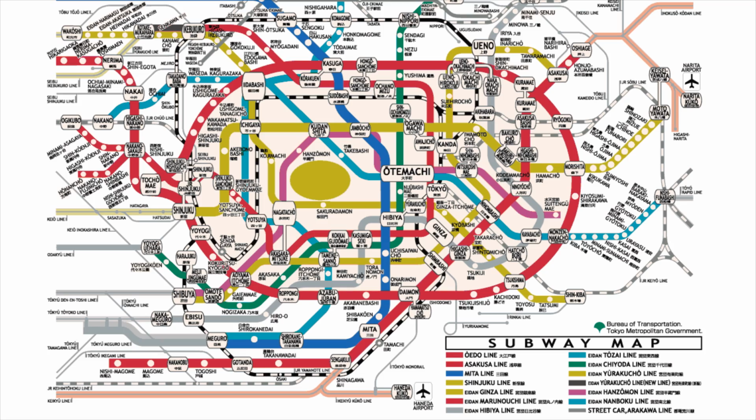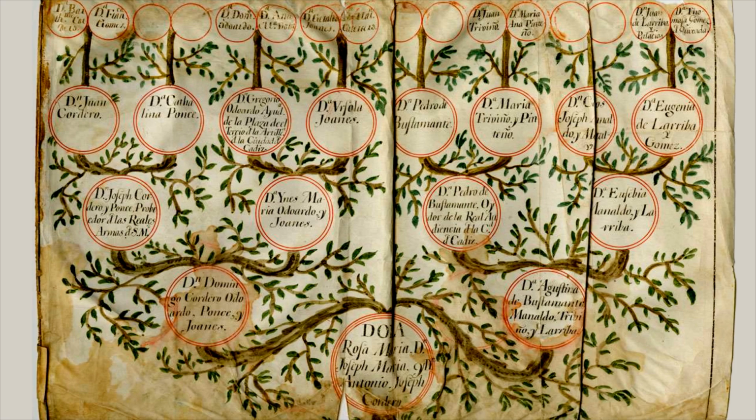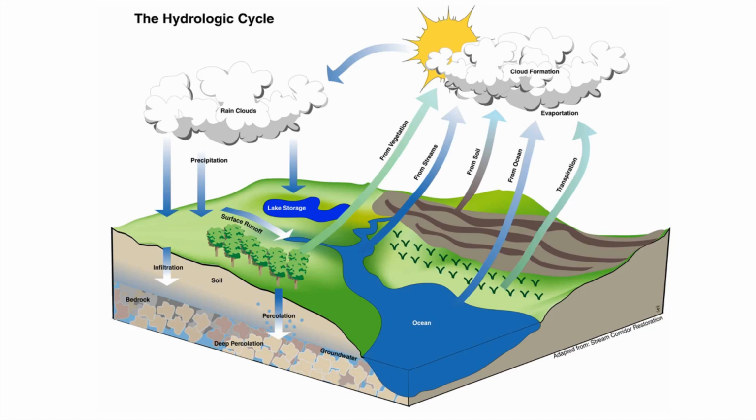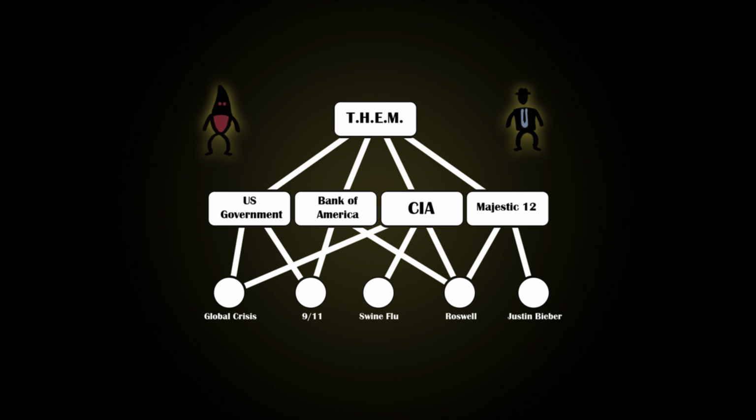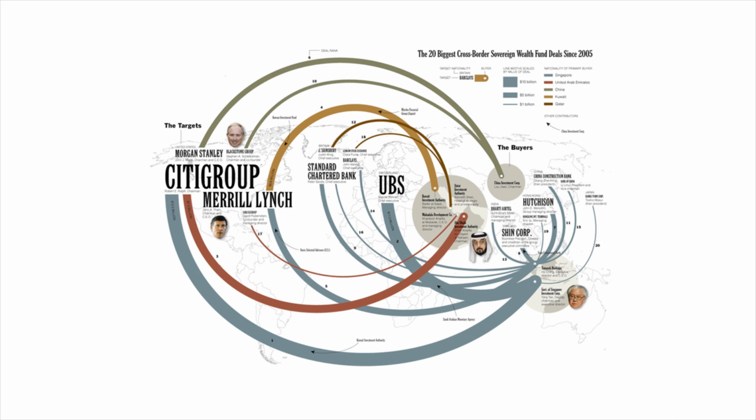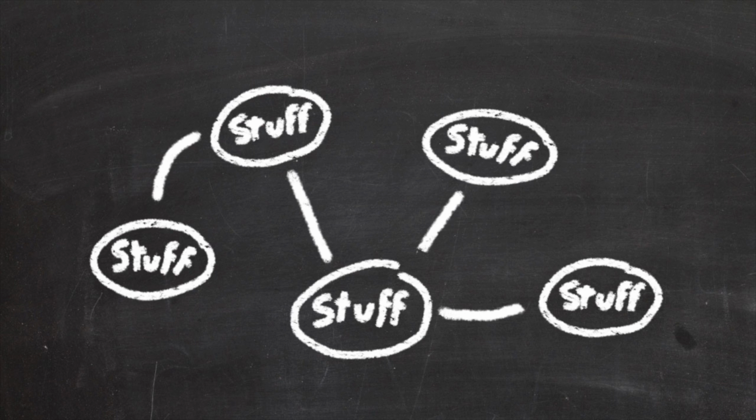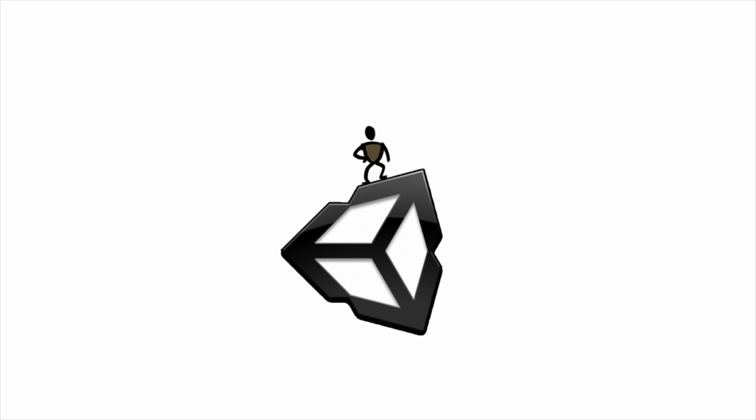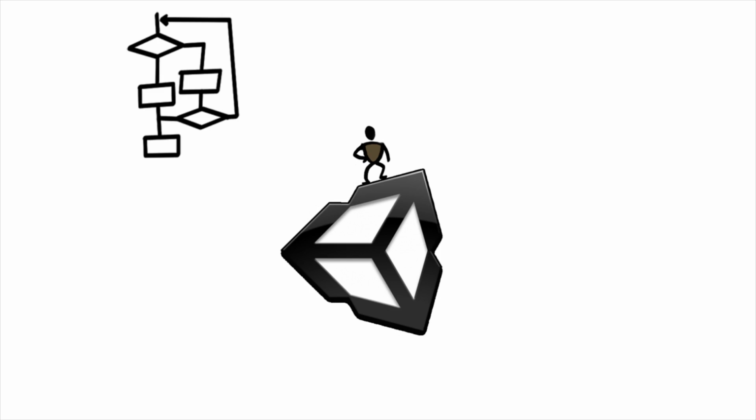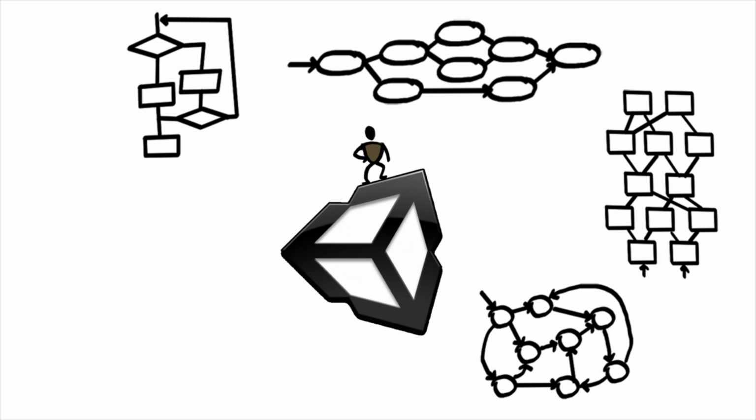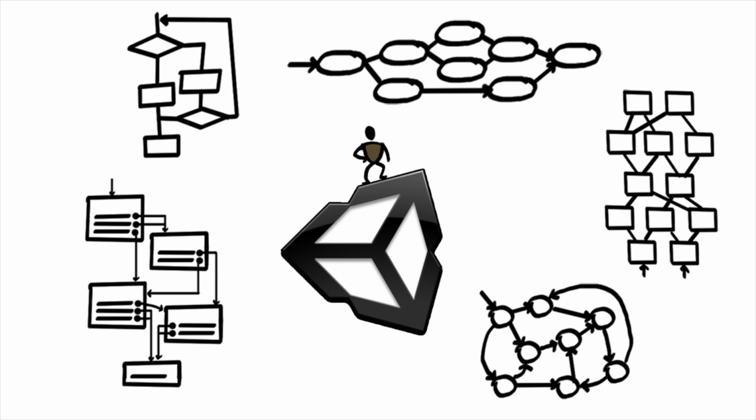From cave drawings to modern subway maps, via family trees, metaphysics, team sports, ecology, biology, history, conspiracy theories, theology, global economics, board games, nuclear reactors, and complicated love relationships between fictitious time travelers, all this can be described by connecting stuff with lines. And if you are a Unity developer, you have probably spent a lot of time dealing with line-connected stuff: flowcharts, tech trees, nonlinear campaigns, state machines, dialogue trees, you name it.